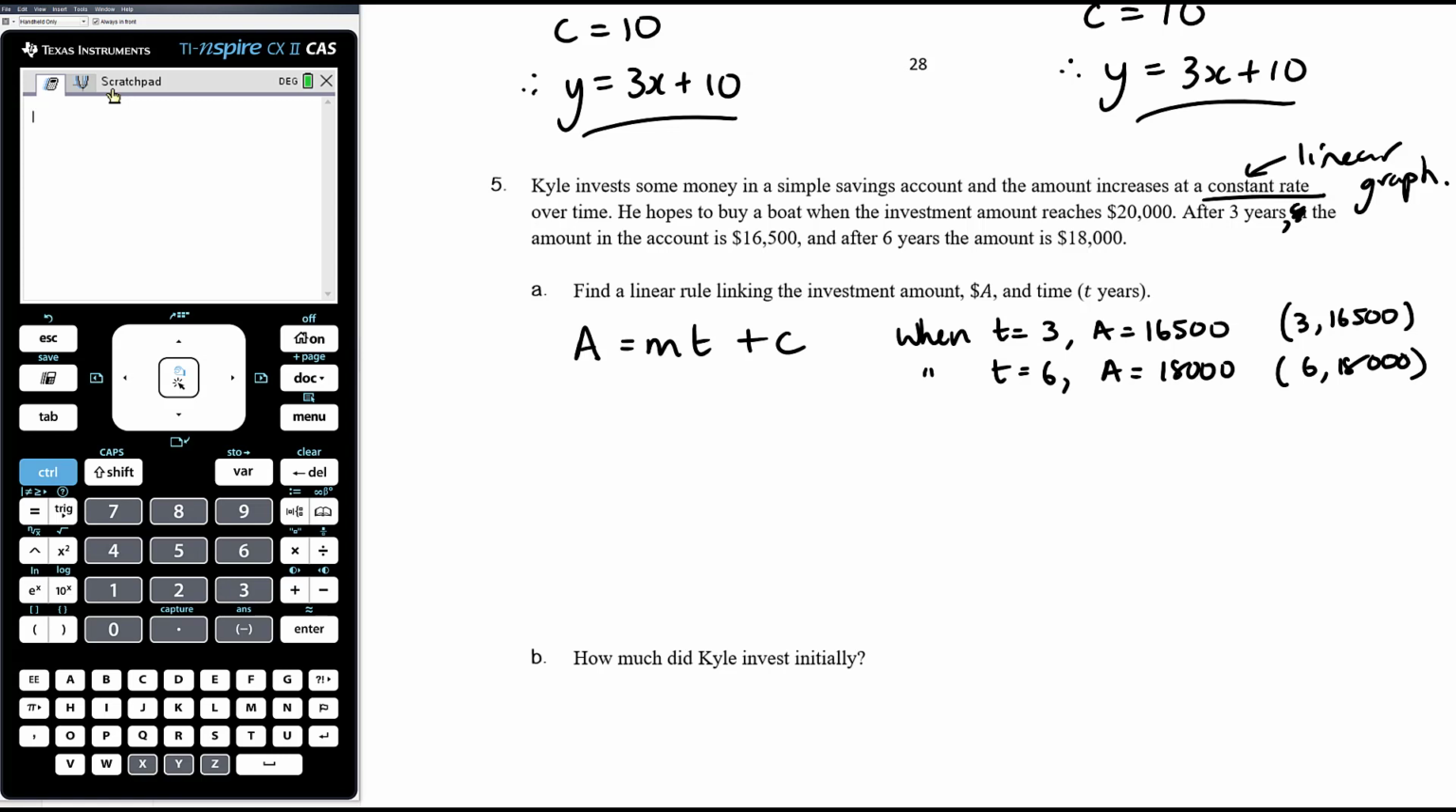This could have no context whatsoever, and it could just be find the equation of the line that passes through these 2 points. That's all the question's asking us. And that's the key thing you've got to do in worded problems. Okay, you've got to work out, how do I reduce this down to just a very simple problem that's got nothing to do with the context? And in this case, that is find the equation of the line joining the points 3, 16,500 and 6, 18,000.